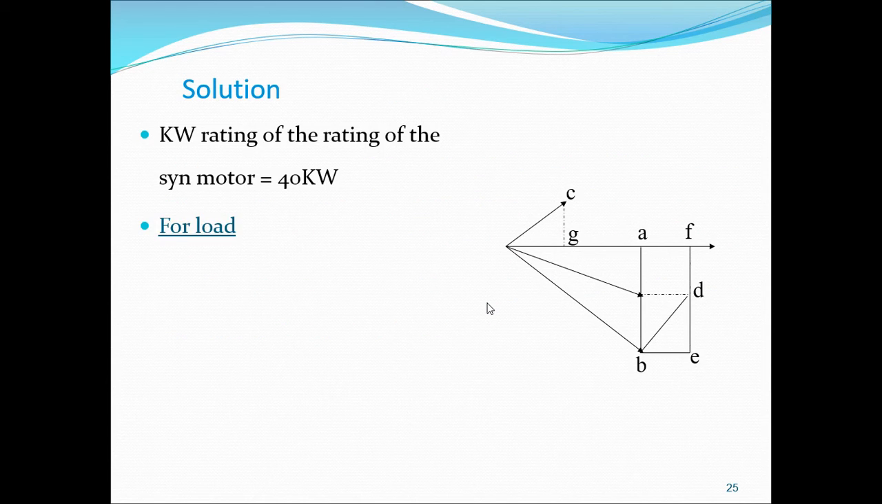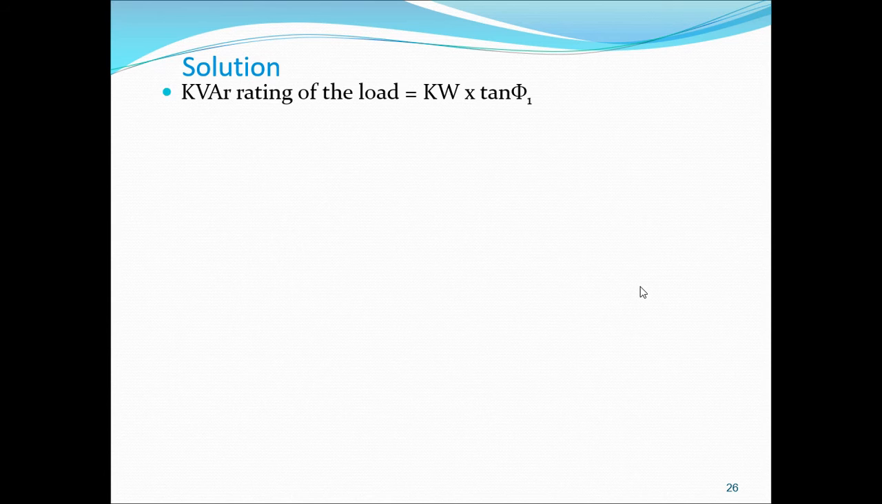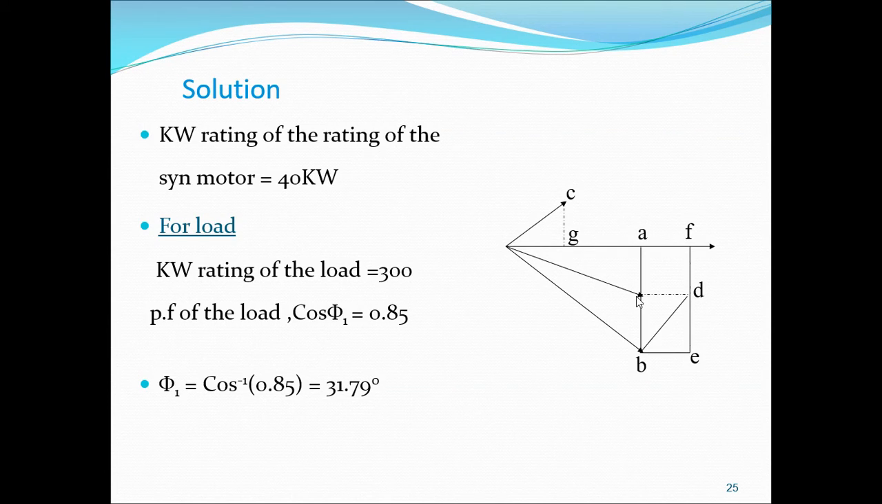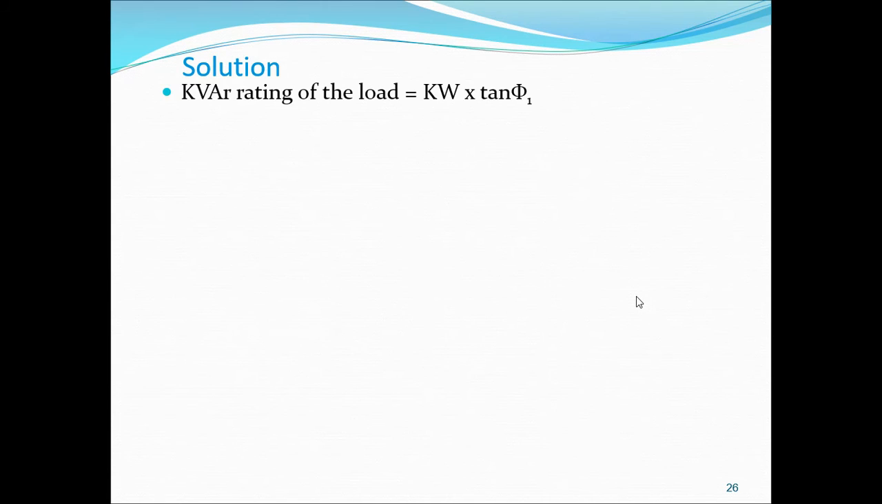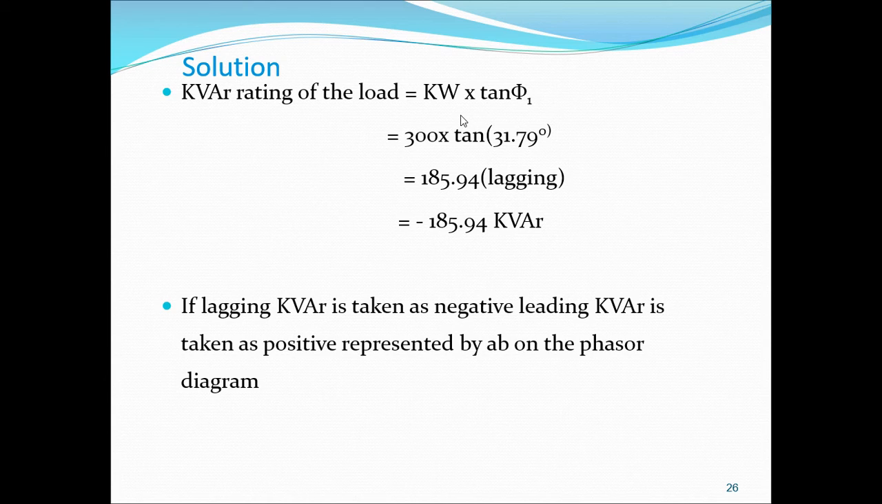So in this case, first write the given data. This is the vector diagram we have. In this vector diagram, the kW rating of the load is 300 and the power factor is 0.85, and the phase angle phi 1 is equal to cos inverse of 0.85, that is 31.79 degrees. So the kVAR rating is equal to kW into tan phi 1. That is 300 into tan 31.79 degrees, which gives a value of 185.94 lagging, that is the kVAR value.